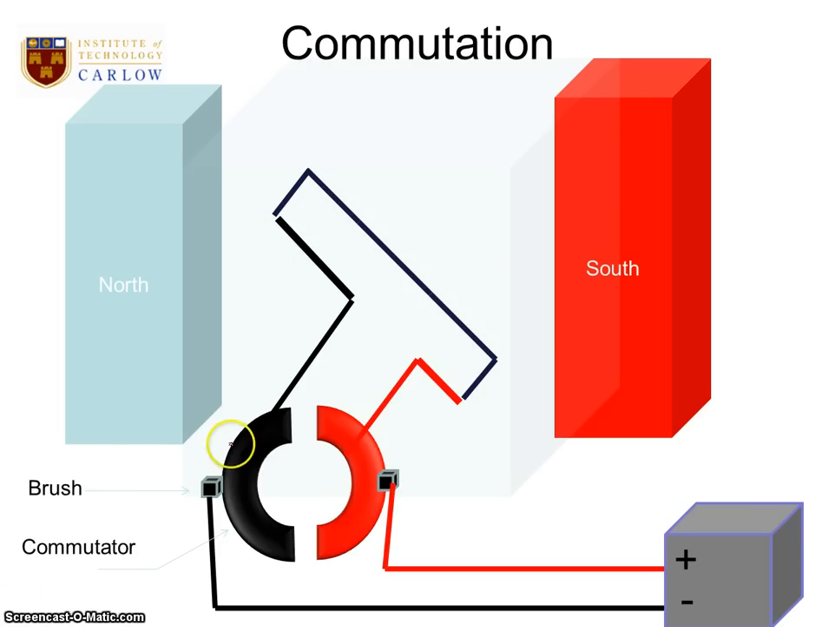So here we have the commutator, and here are the brushes, and these are the wires. Current is going to come from the positive terminal, go in through the motor here, and come back out, as can be displayed through here. Okay, so we see the current going in here and coming out here. If it goes in, according to the left-hand rule, that is going to give us a downward force. And coming out here, that's going to give us an upward force. So we have a couple across here that's going to cause the motor to rotate.